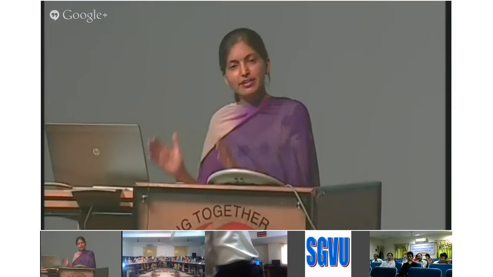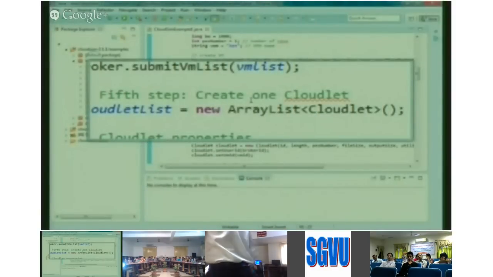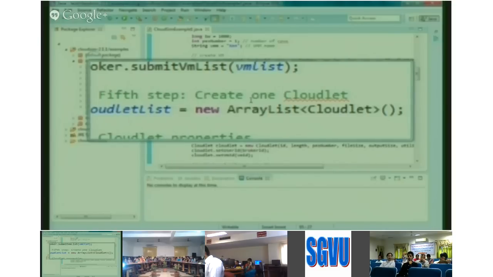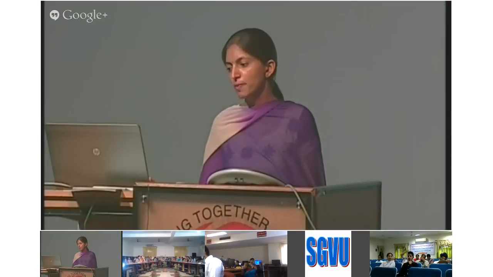This will be created similarly as you have created virtual machine, in the same way. First of all, you will define a list variable, and then you will call the constructor of cloudlet and pass the parameters, and then that will be submitted to broker. Same steps are followed as we have seen in the case of virtual machine. So I'll just show you the properties of cloudlet.